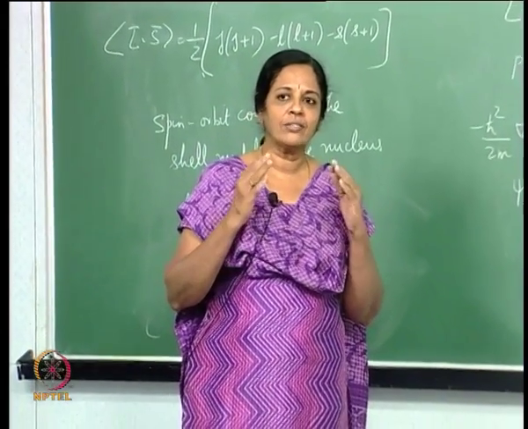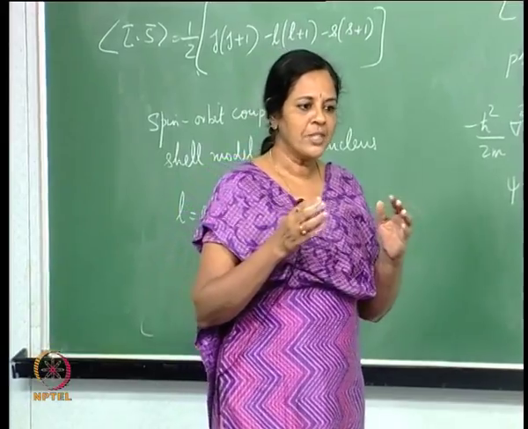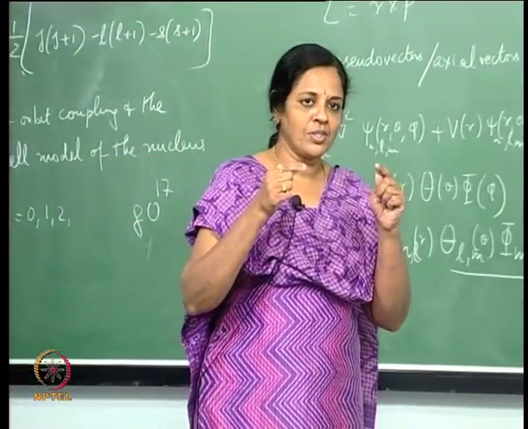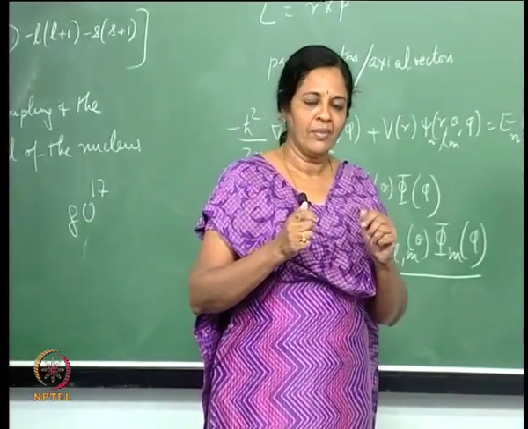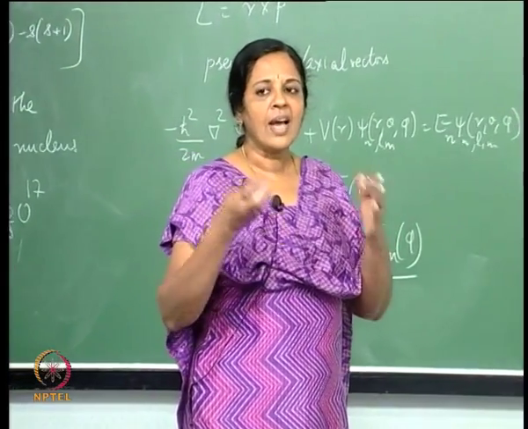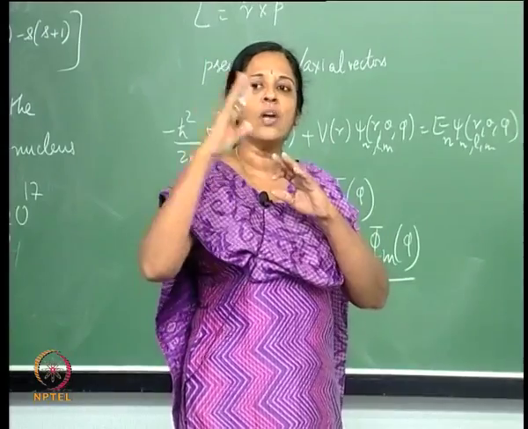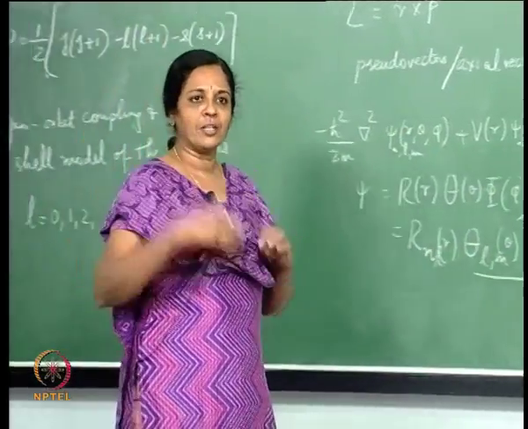These are the nuclei with closed shells. That means there are as many protons in the outermost shell as are allowed, and as many neutrons as are allowed in the outermost shell in which you have filled up the neutrons.